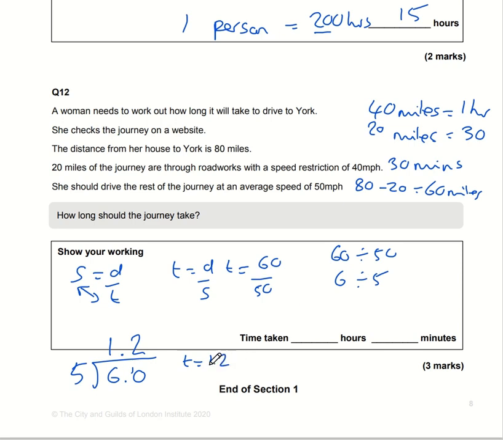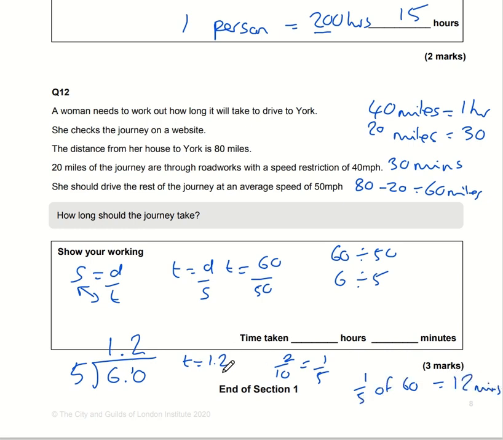Okay, so what does this mean? So it means 1 hour, and what does this 0.2 mean? Well, 0.2 means 2/10 of an hour, and 2/10 of an hour is 1/5 of an hour. Now, in 1 hour, we all know that 1 hour is 60 minutes, so what is 1/5 of 60? Well, that's 60 divided by 5, so that is 12 minutes.